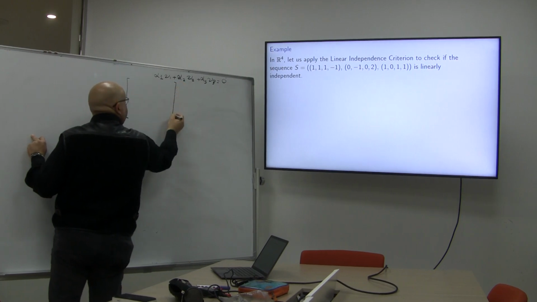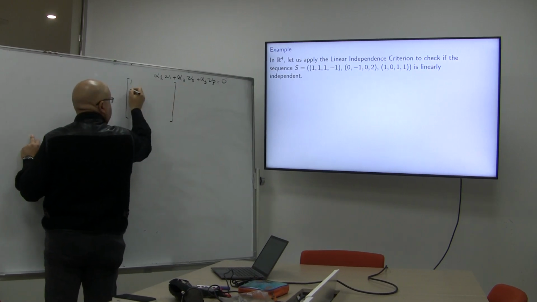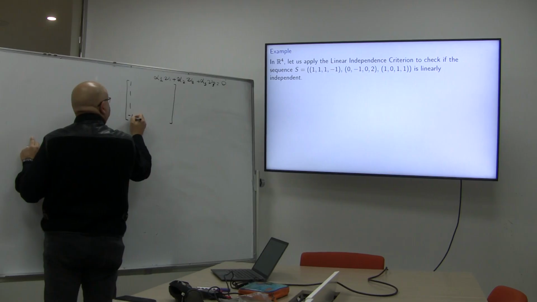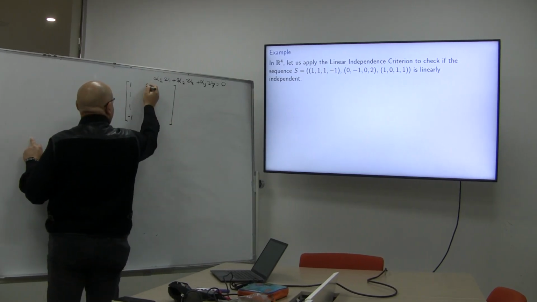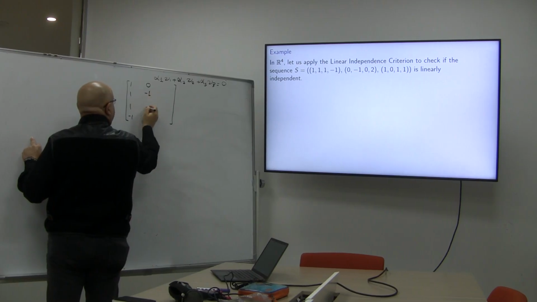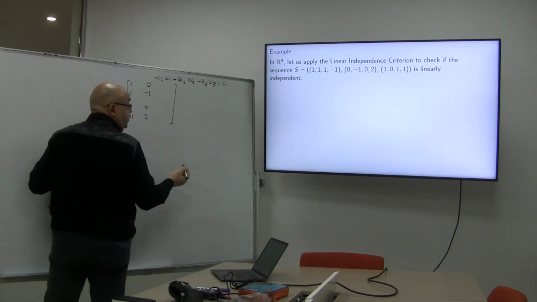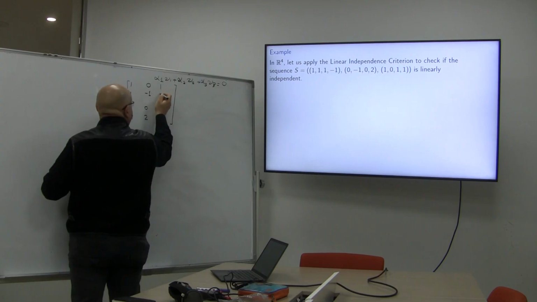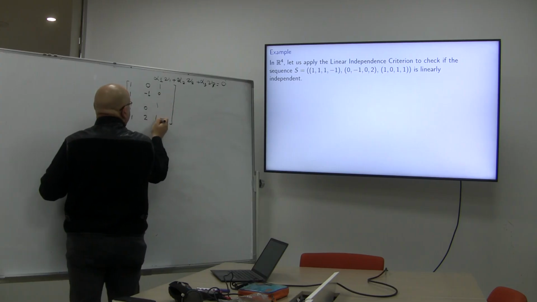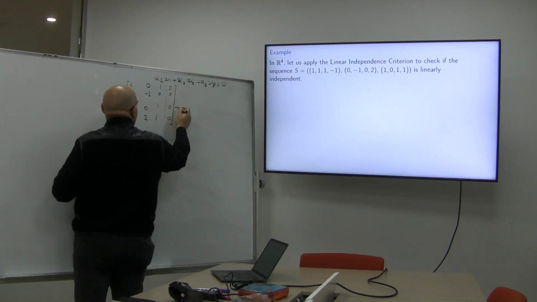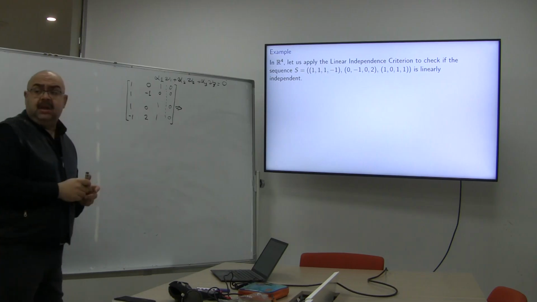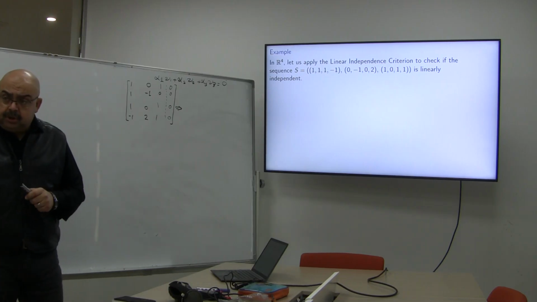Let me write the augmented matrix: 1 1 1 negative 1. That stands for the first vector. The second vector is going to be 0 negative 1 0 and 2. The third one will be 1 0 1 1. Then I'm solving a homogeneous system, which means all of them are zeros. This system is going to develop either a unique solution or an infinite number of solutions.